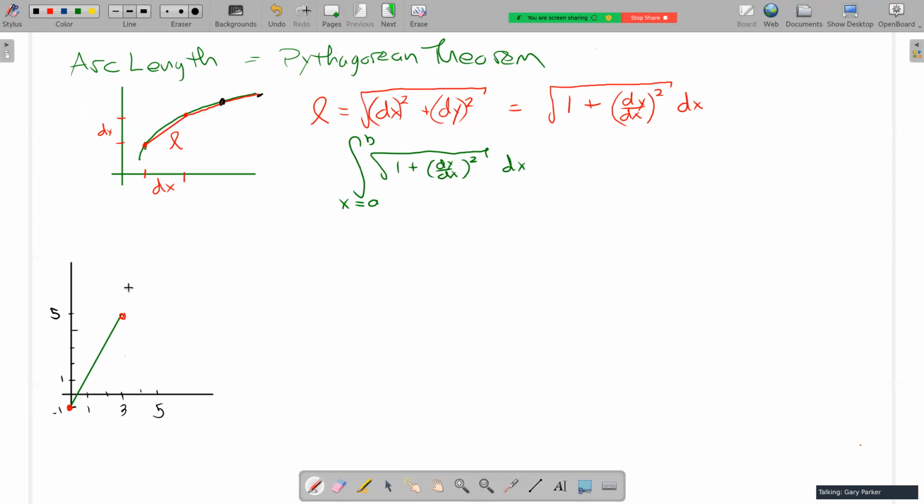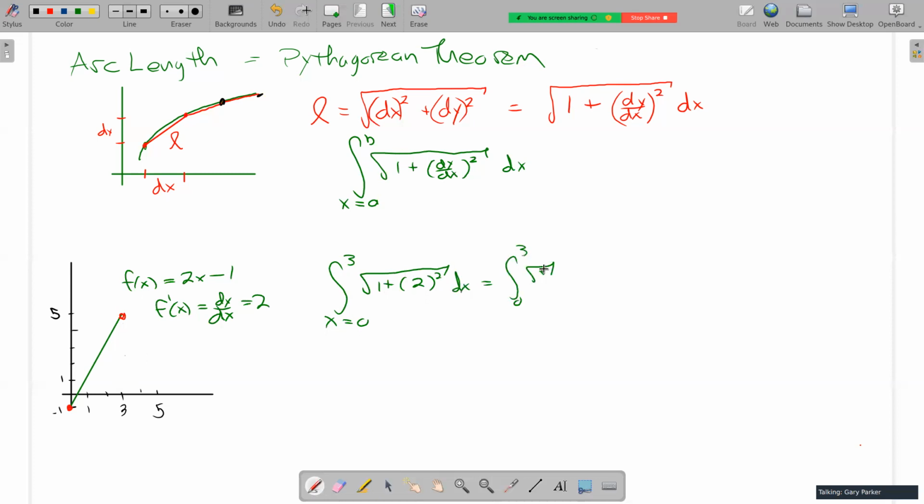Now let's test that on just a simple linear function. Down here, I have the function f of x or y equals 2x minus 1. Its derivative, f prime of x, or dy dx, is equal to just 2. So that arc length there should be the integral as x goes from 0 to 3 of the square root of 1 plus the square of its derivative, which is just 2. 2 squared is 4, plus 1 is 5. So then this should be the integral from 0 to 3 of the square root of 5.